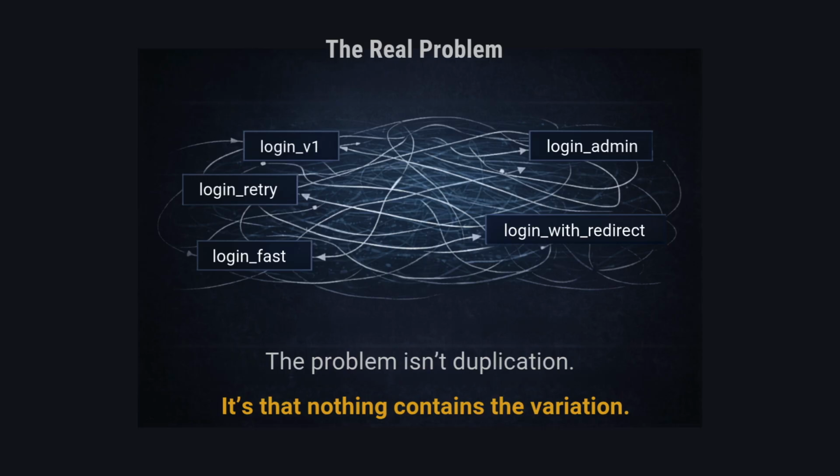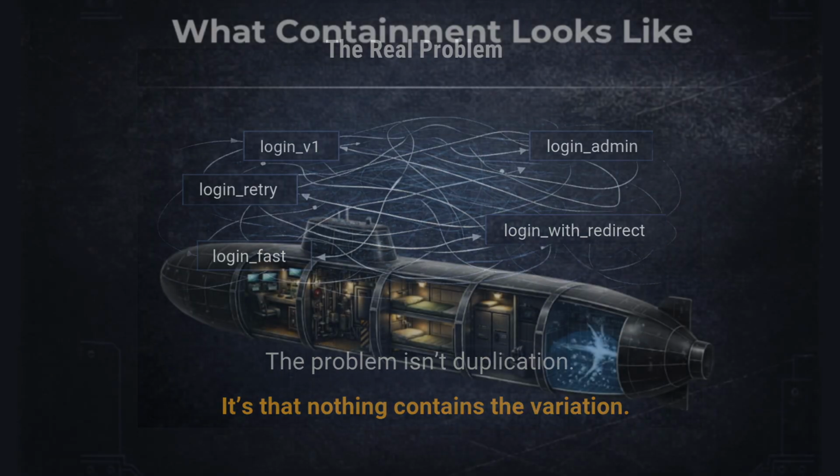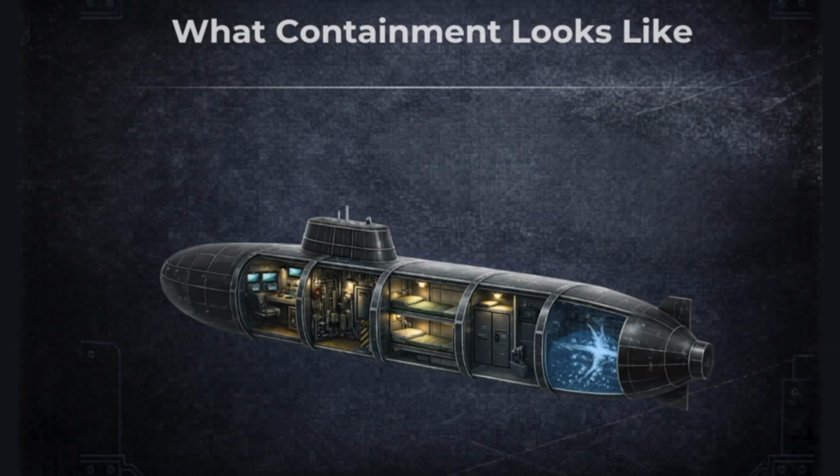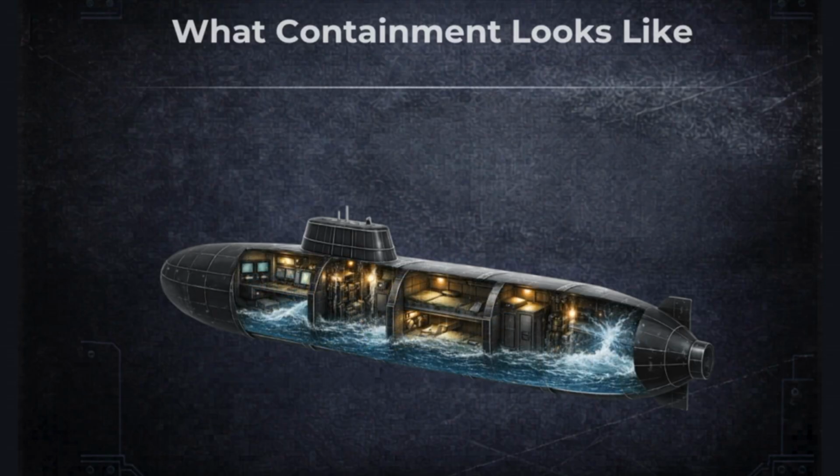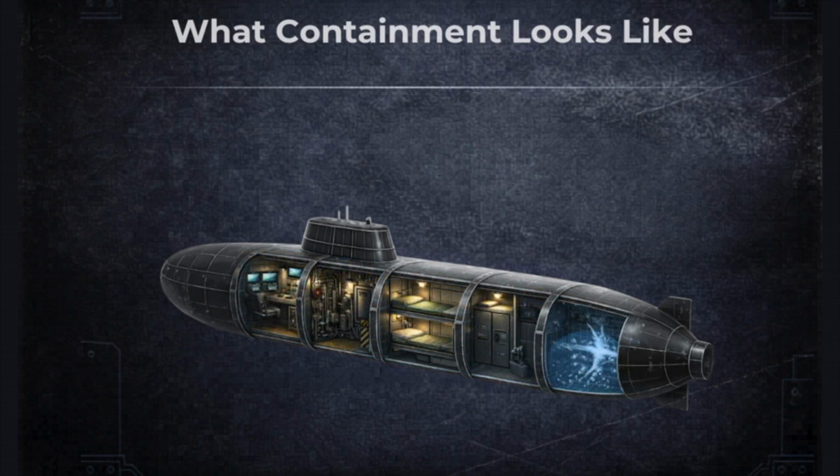So, what would it look like if that variation was contained? Well, let's take a look at how other systems are designed. Take a submarine. It's not built as one open space. It's divided into sealed compartments. Each section is isolated on purpose, because failure isn't the problem. Uncontrolled spread is. If something goes wrong in one compartment, they seal it off. The rest of the system keeps operating. That's not accidental. That's engineered containment.